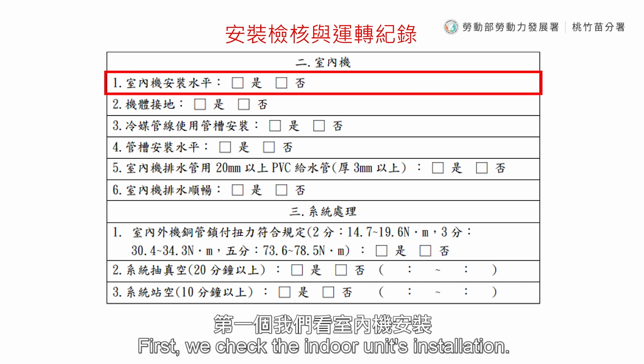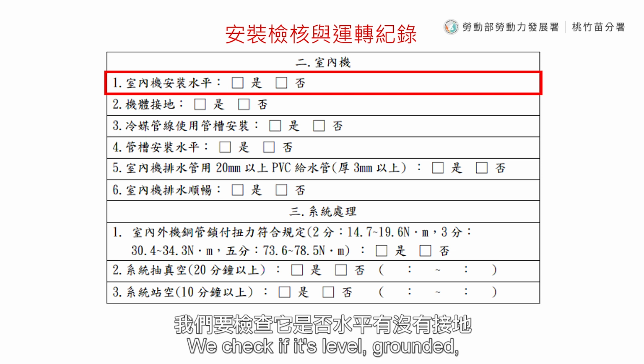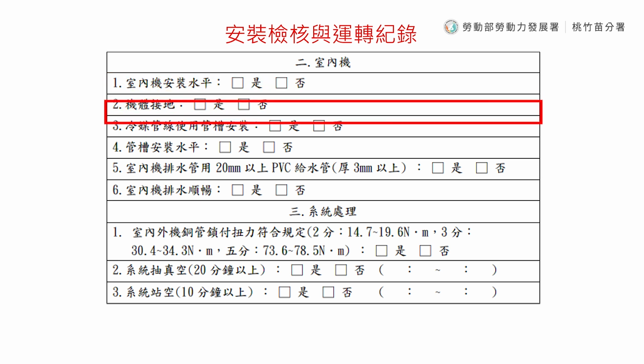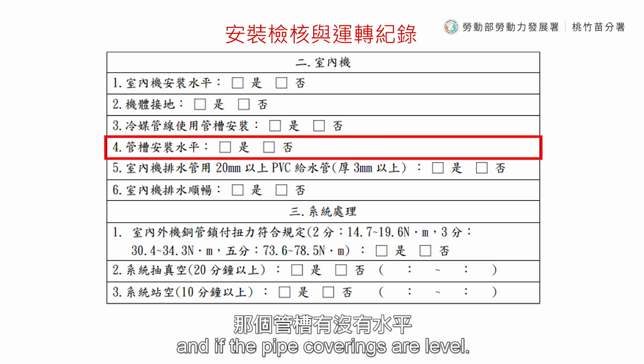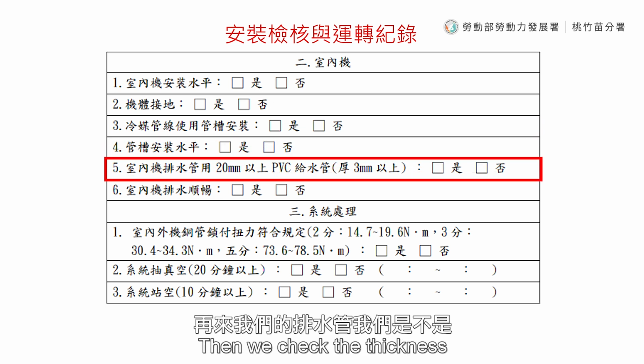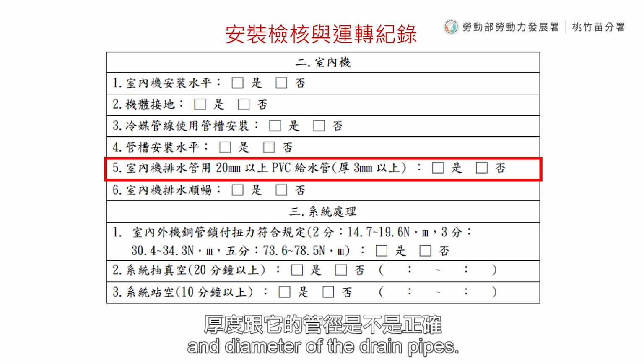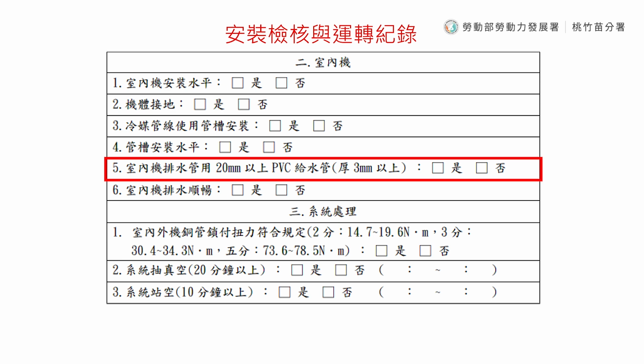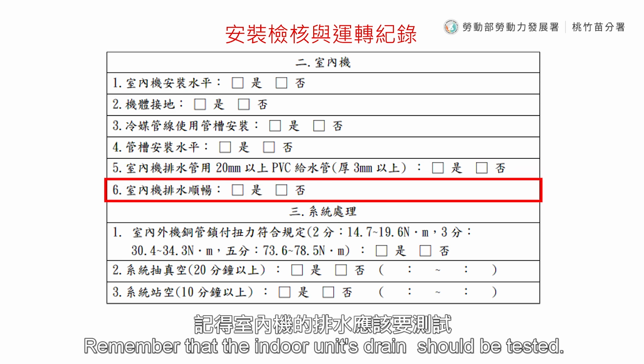First, we check the indoor unit's installation. We check if it's level, grounded, if pipe coverings are installed, and if the pipe coverings are level. If the coverings are tilted, it looks bad. Then we check the thickness and diameter of the drain pipes. Remember that the indoor unit's drain should be tested.